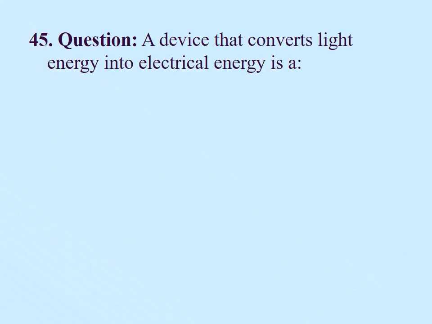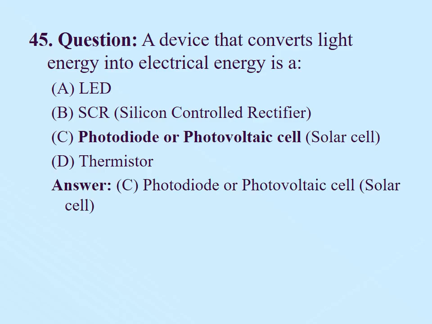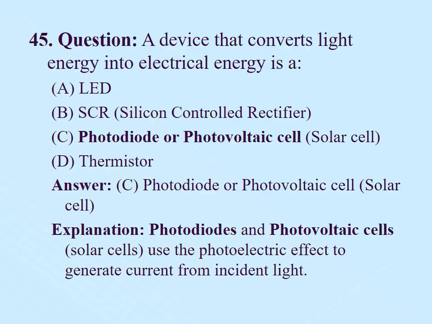Next question. A device that converts light energy into electrical energy is: option A, LED; option B, SCR, silicon controlled rectifier; option C, photodiode or photovoltaic cell, solar cell; option D, transistor. Answer is option C, photodiode or photovoltaic cell or solar cell. Photodiodes and photovoltaic cells use the photoelectric effect to generate current from incident light.